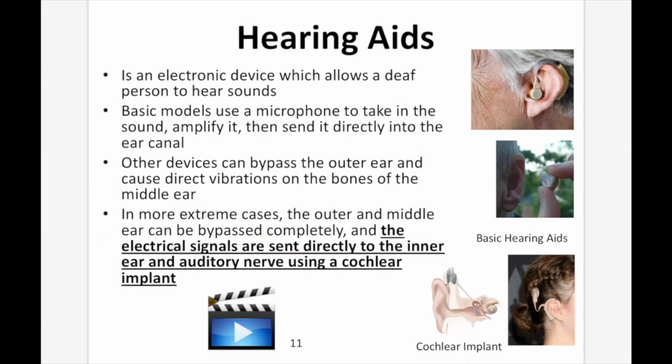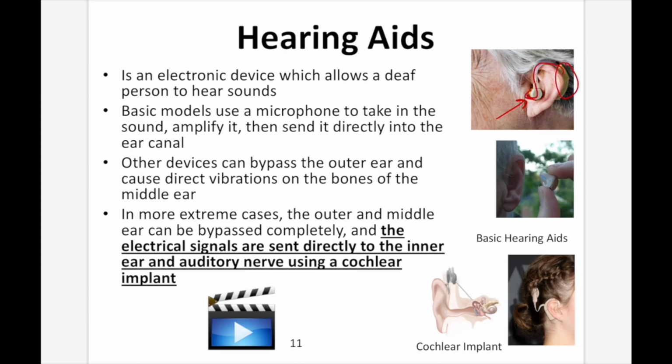So how do we correct our hearing loss? Well, it depends on what is causing the hearing loss in the first place. In general, a hearing aid is an electronic device which allows a deaf person to hear sounds. Basic models use a microphone to take in the sound, amplify it, and then send it directly into the ear canal. And that would be this guy right there. So it's going to have a microphone located on the outside. It's going to take in the sound and then send that sound directly into the ear canal via a speaker.